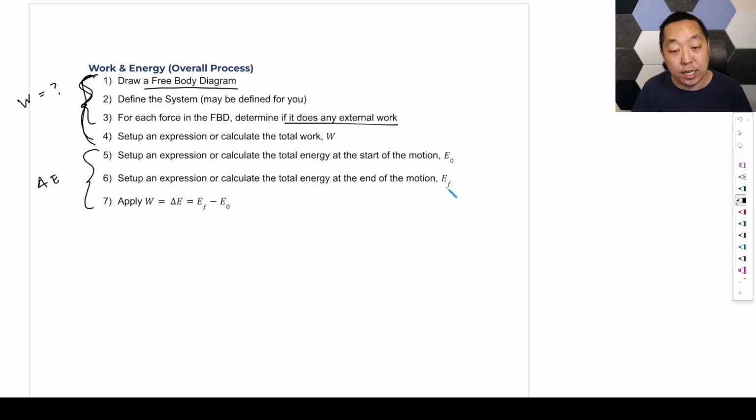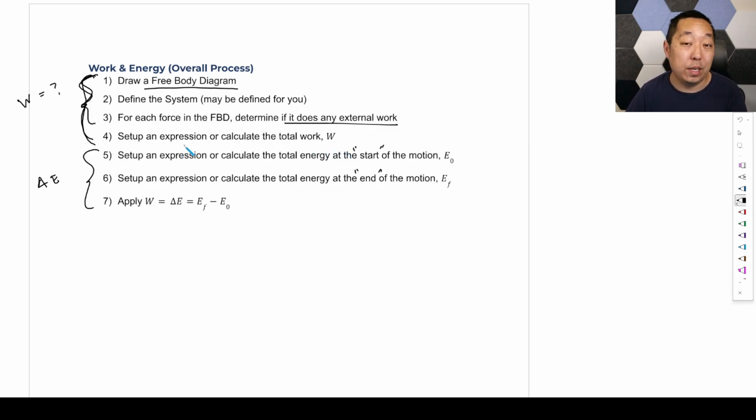It's basically calculating the energy at the start of the motion, and start is kind of in quotes here, right? It's just wherever you designate as the initial, and where is the end of the motion: the 2 points in time we want to analyze. Okay, so we're going to draw the free body diagram, define the system, which we're going to focus a lot more on later. For each force, determine if it does any work and set up an expression or calculate the work.